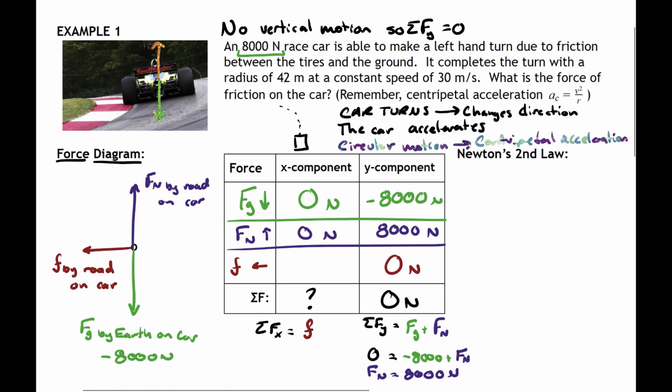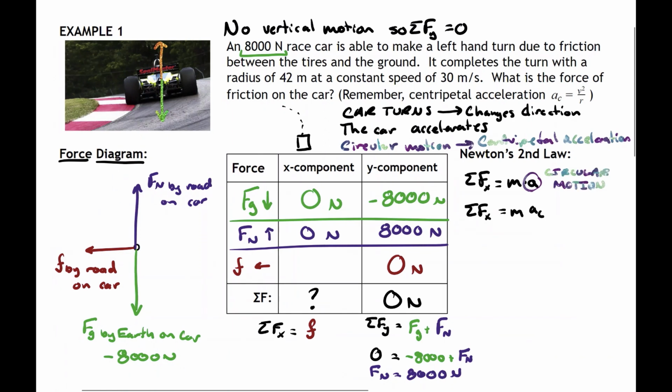Another way to find the net force is by using Newton's second law. We can write Newton's second law as the net force equals mass times acceleration. However, this acceleration causes circular motion, which makes it a centripetal acceleration. Remember that our centripetal acceleration is equal to the velocity squared, or the speed squared, over the radius.